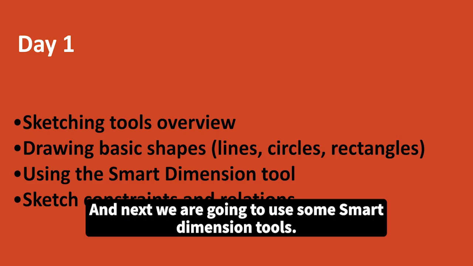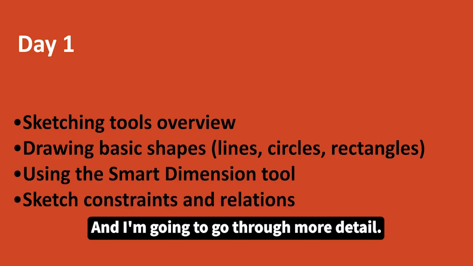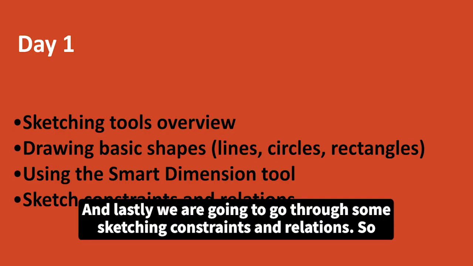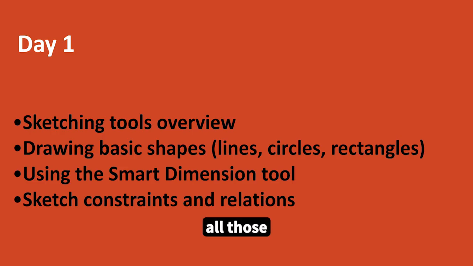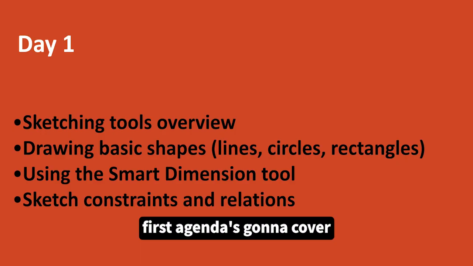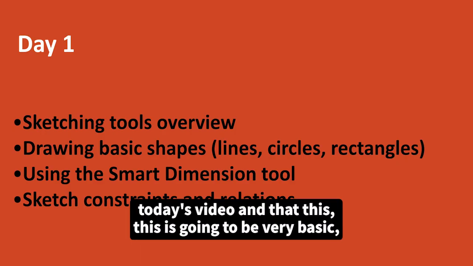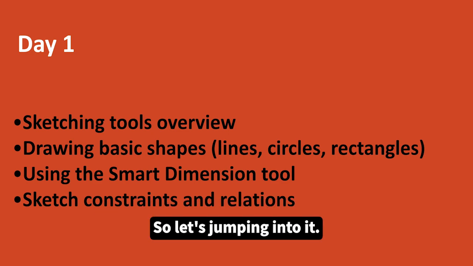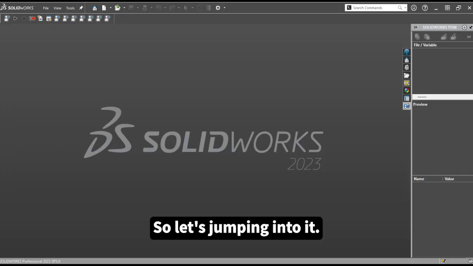And next, we're gonna use some smart dimension tools, and I'm gonna go through in more detail what the smart dimension tool is. And lastly, we're gonna go through some sketch constraints and relations. So all those agenda items are gonna be covered in today's video, and this is gonna be very basic but also very helpful for your future design process. So let's jump into it.